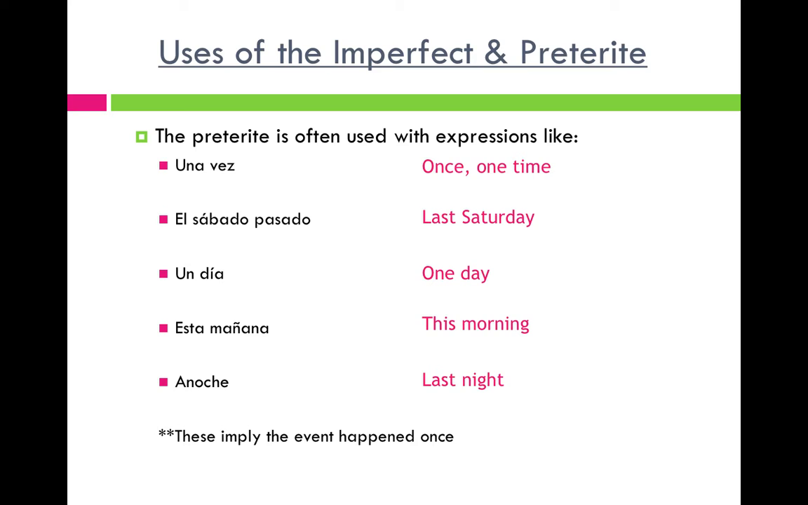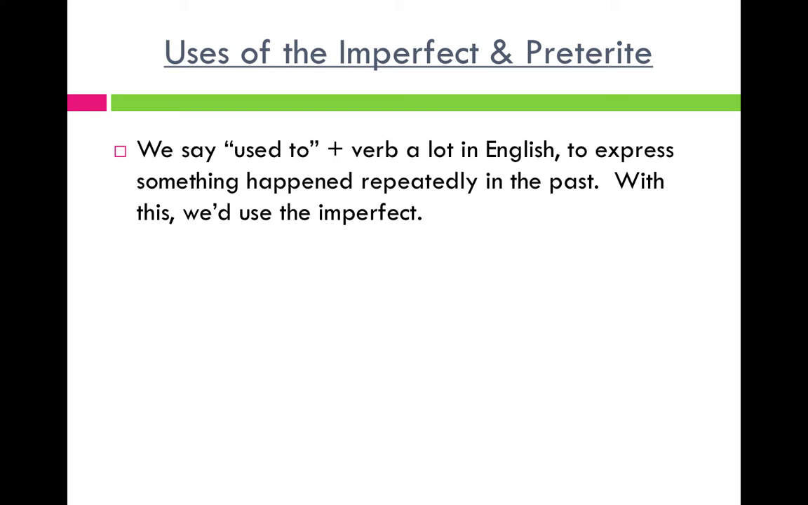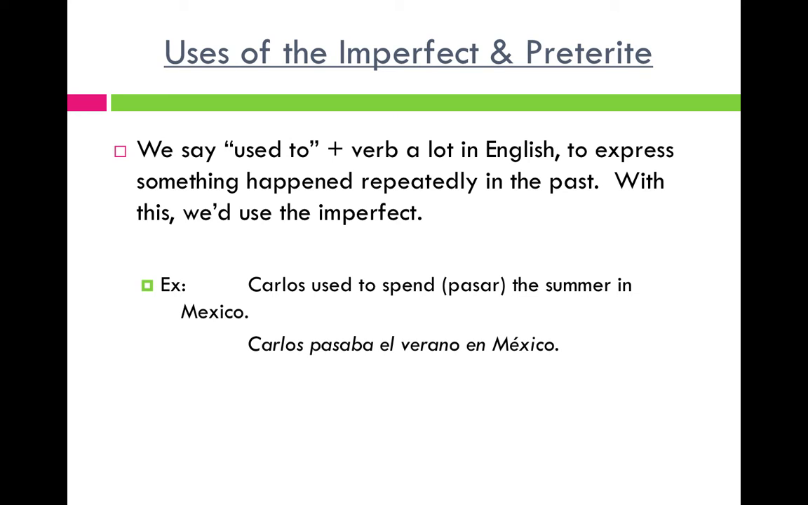So like I said previously, there is a beginning and an end to the preterite, and the imperfect is something that used to happen. So we say used to plus the verb in English to express something that happened repeatedly in the past. With this, we would be using the imperfect. For example, Carlos used to spend the summer in Mexico. Carlos pasaba el verano en México. We used to play tennis. Jugábamos al tenis.